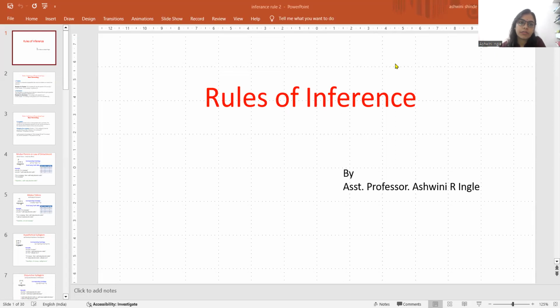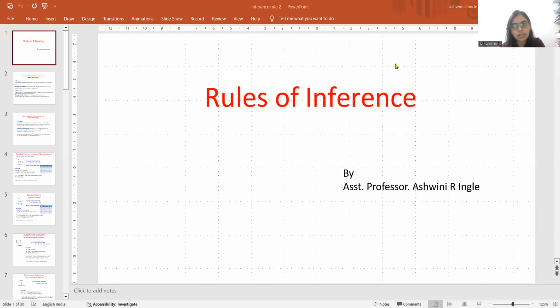In this lecture, we discuss inference rules. Inference rules play a fundamental role in logic, mathematics, and computer science. They provide a systematic way to draw valid conclusions based on given premises or statements. So inference rules are essential tools for formal reasoning, allowing us to make logical deductions and solve complex problems.